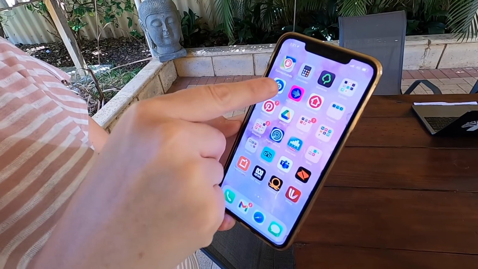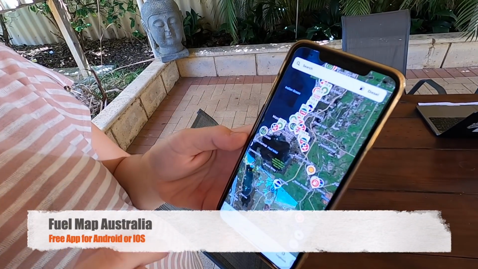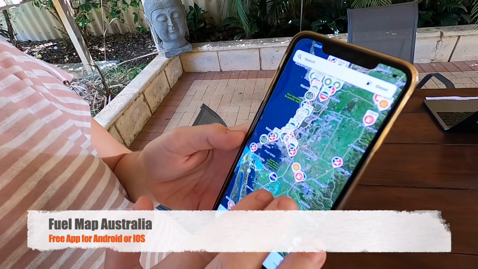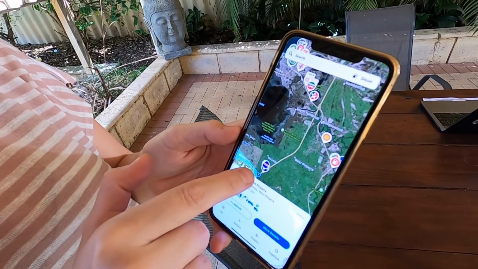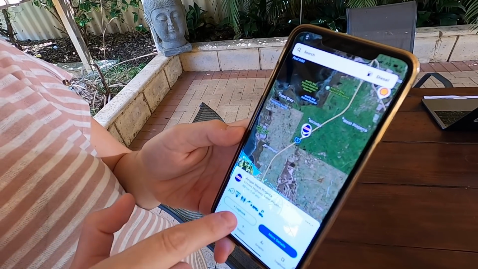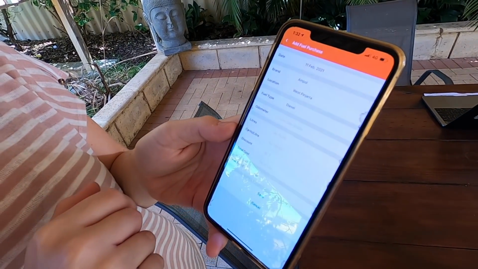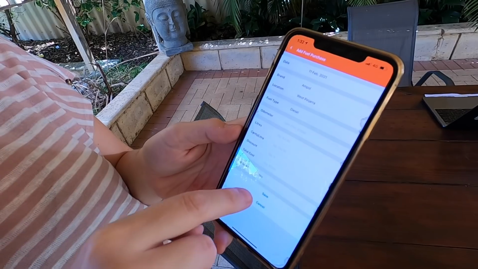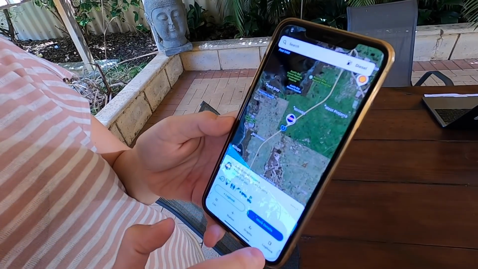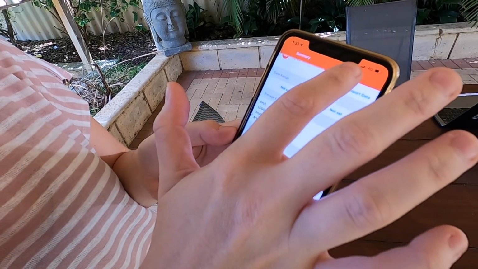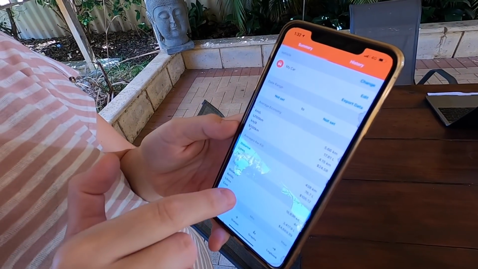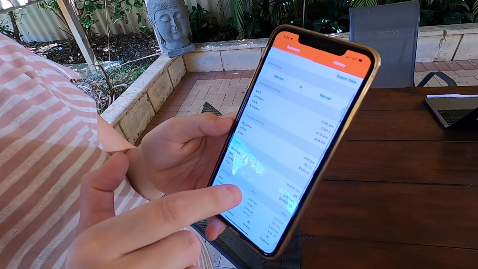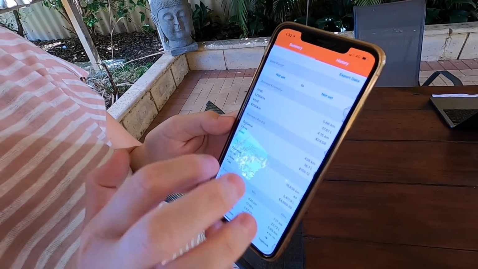The app that we used was called Fuel Map Australia. It comes up just like a map. You zoom in to where you are, click on the symbol, add it to your logbook, fill out the details and press save. Then if you go to your logbook, you can go to summary, which is a summary of your total logbook.